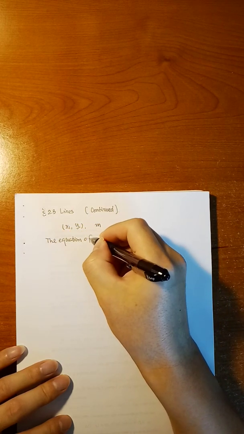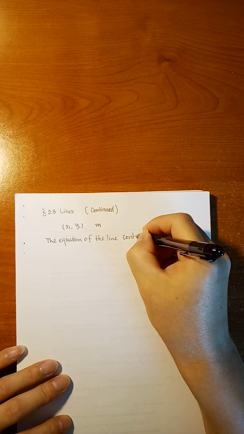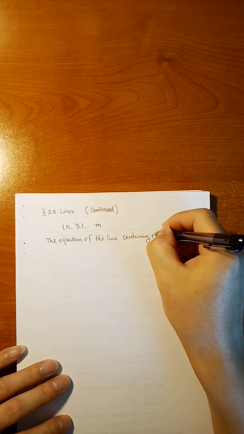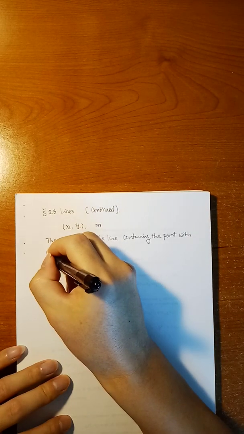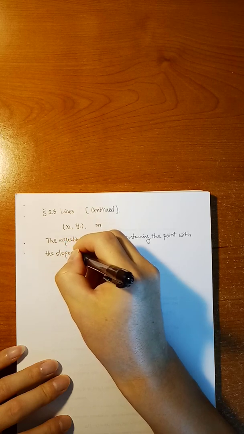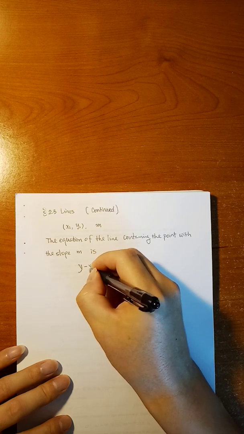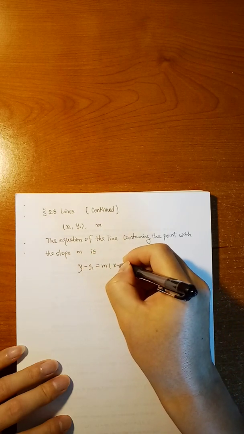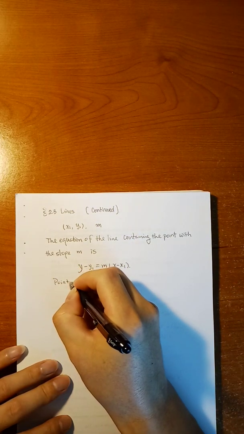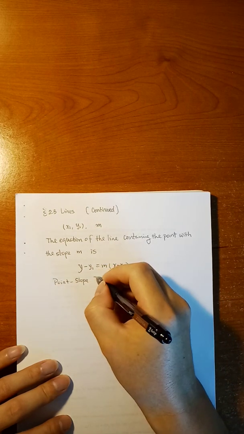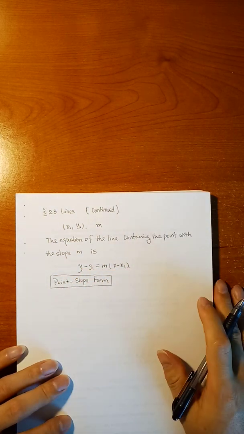The equation of the line containing the point with the slope is y minus y1 is m times x minus x1. This is the point slope form.